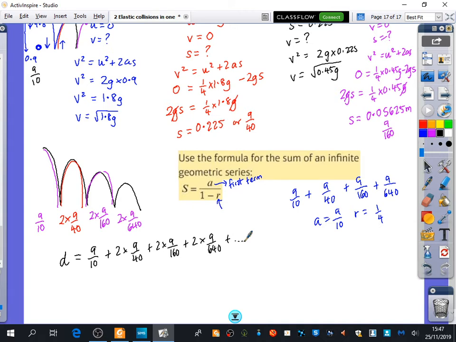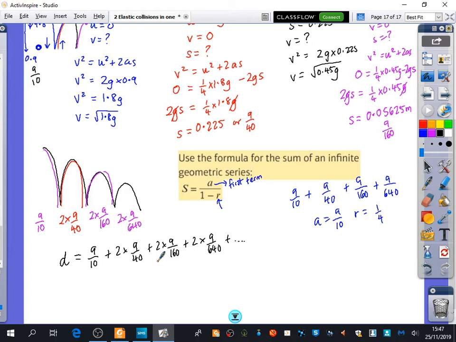Now, what would you prefer that I had written at the beginning here? I'd like there to have been an extra 9 over 10, because then the whole thing has been doubled. So there's 2 ways. We can either ignore this one and start our series here and then add on 0.9, or we can pretend that they're all doubled and then at the end minus 0.9 or minus 9 over 10.